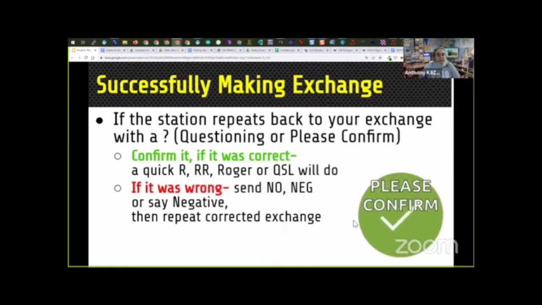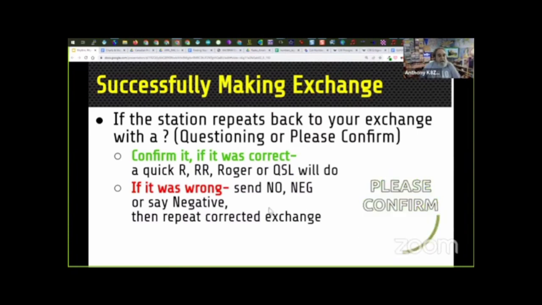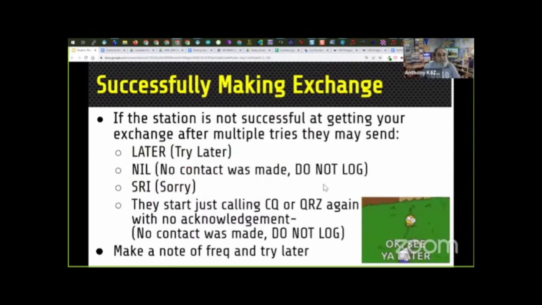If the station repeats back to you your exchange with a question mark on CW, or asks you if you're correct, confirm it. Give them a quick R or Roger or QSL to let them know that it's correct. If it's wrong, send a "no," "negative," or say negative, and then repeat the correct exchange until they get it right. It's very important. I've heard people quickly move away from a CW contact and then the station sends back their call with a question mark because they didn't get the call sign right. So make sure that you're listening to see that you've completed the contact.